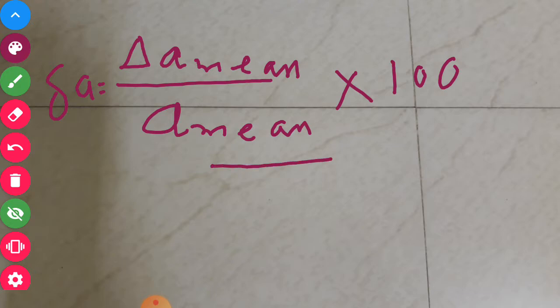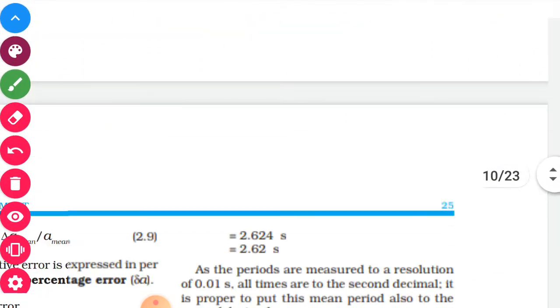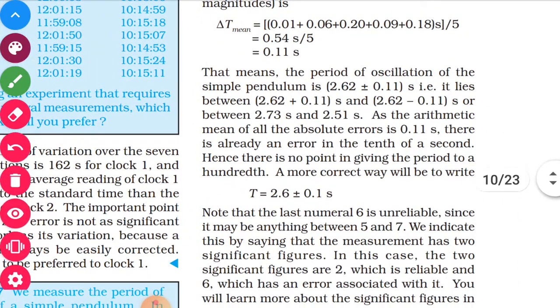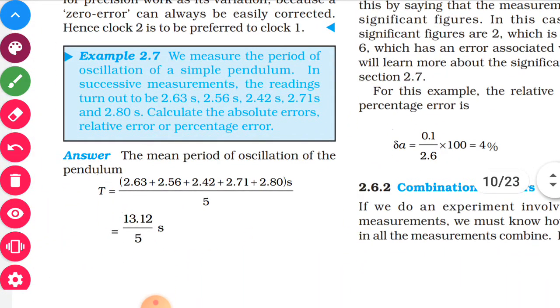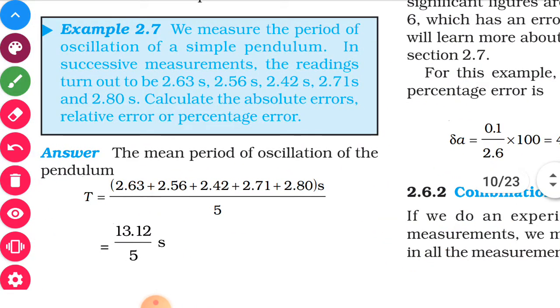Now how to find this? For that, one example is there, and you can go through this example. Example number 2.7. Now see, there are 1, 2, 3, 4 and 5 values which are measured, that of the periodic time. Then calculate the absolute error, relative error and percentage error.